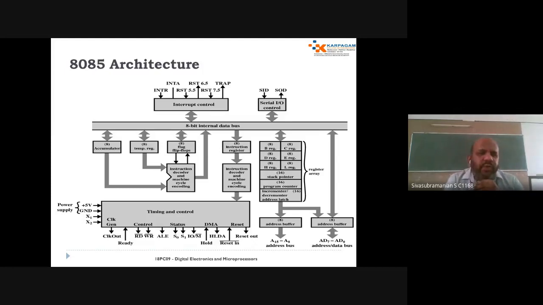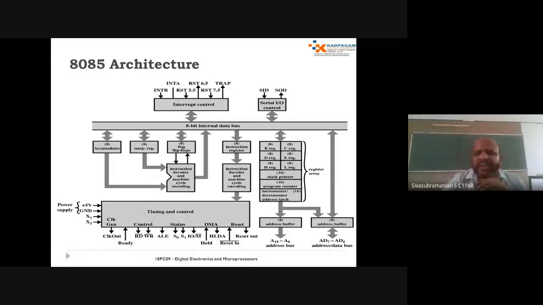So both are registers. Your program counter will hold only the address, not the data, from a particular location. Whereas your stack pointer is a part of your RAM, and this stores again an address in the RAM only.